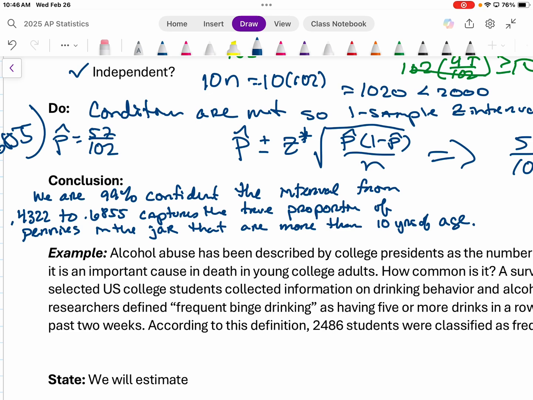Now, we could find out what the true one is. Let's put all 2,000 pennies on the ground and start separating. Great little Friday night activity or snow day activity.